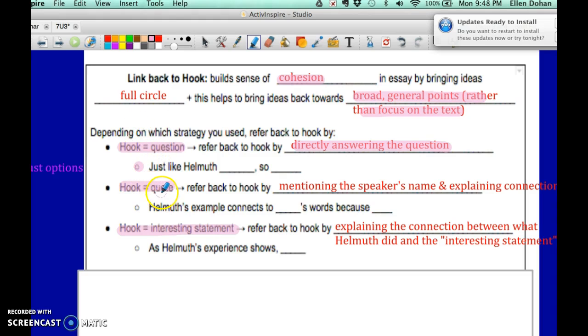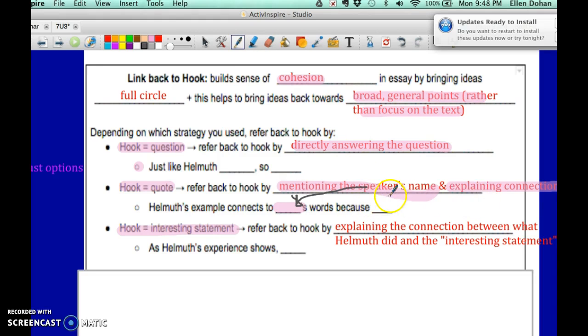If you chose a quote, you'll refer back to the hook by first mentioning the speaker's name. That'll be a clear indication you're going back to the hook, and then explaining that connection. So a possible sentence starter you can use is, Helmut's example connects to blank's words, where you insert the speaker's name, because of this reason.